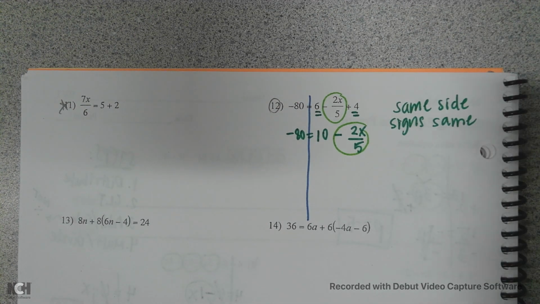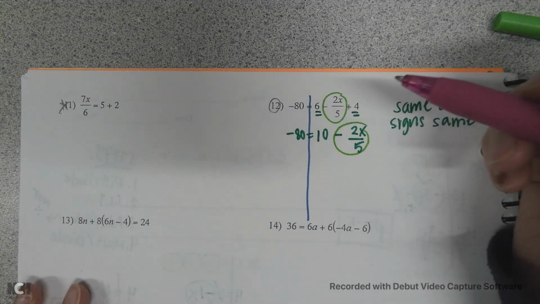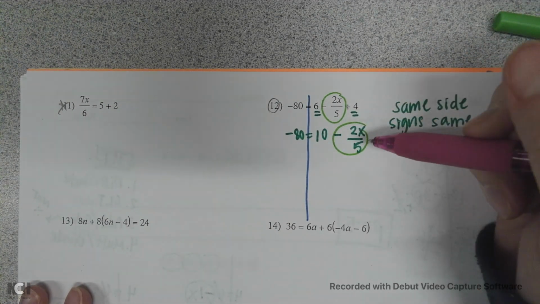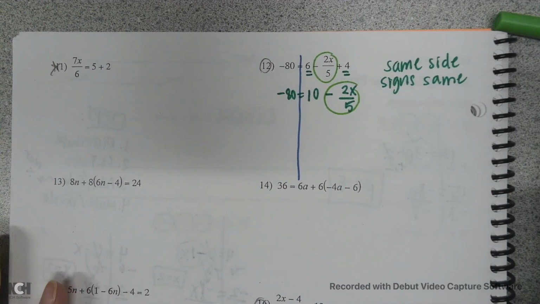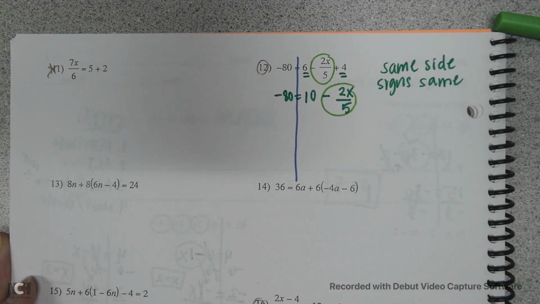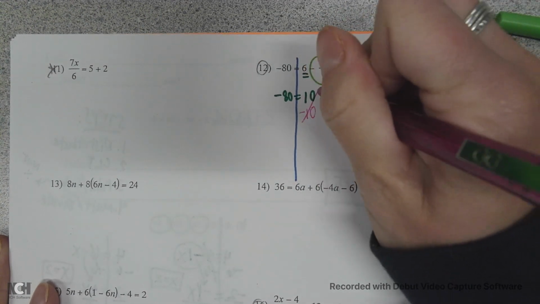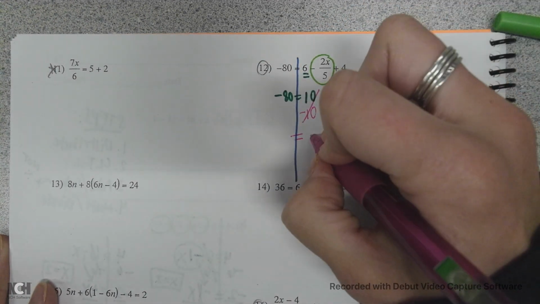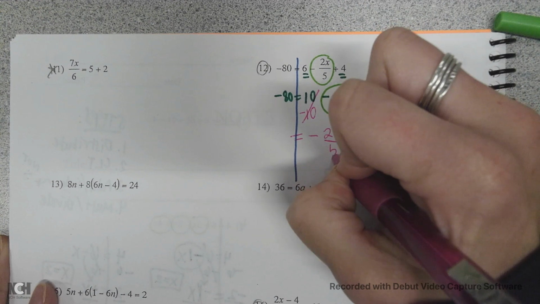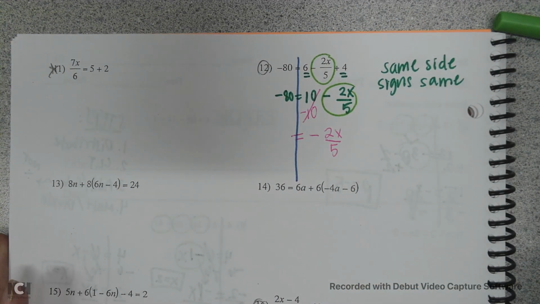Okay, now, on my next step, I'm going to write it in a different color. So we want to get rid of that extra piece that's next to our variable. So instead of that 10 there, we want it to be gone. So we're going to subtract 10 because 10 is positive. And that leaves us with negative 2x over 5. Okay, great. We're almost there.